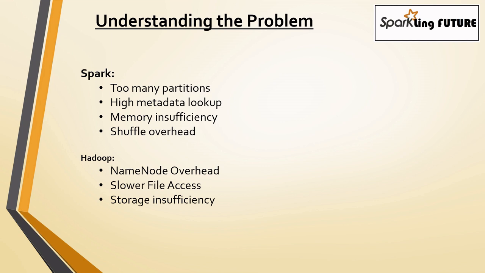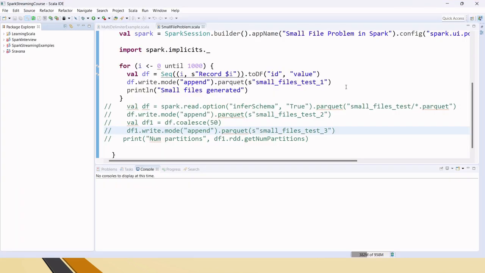So for understanding the problem, first we will see what problems we face because of these small file issues in Spark, and then we also talk about Hadoop, like how exactly the problem exists. What exactly is the problem in the Hadoop cluster if we have smaller files, right? Before doing this, I wanted to show a demo for that.